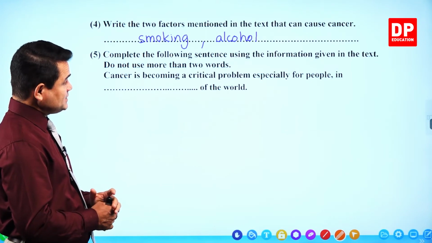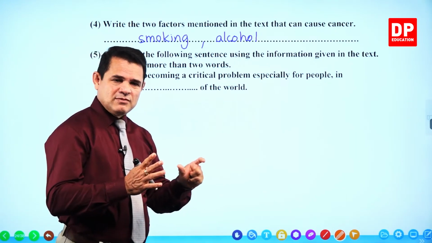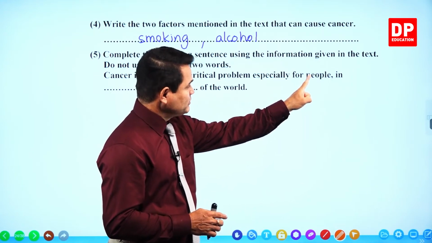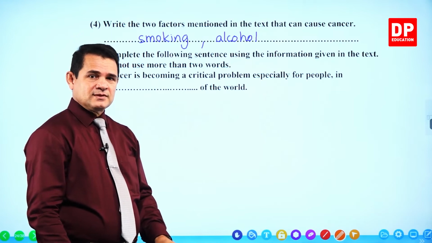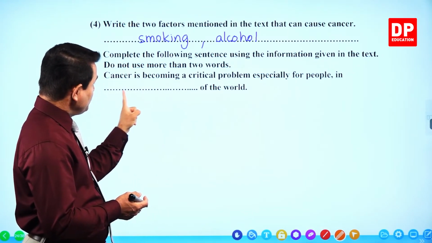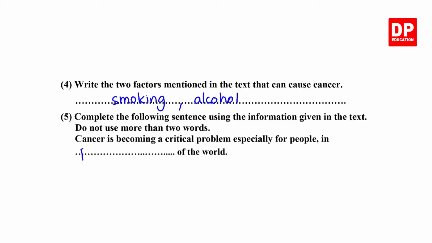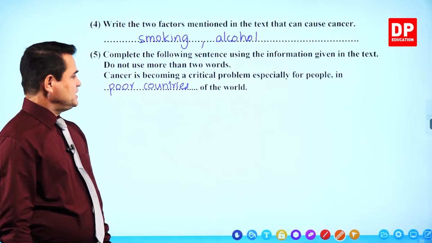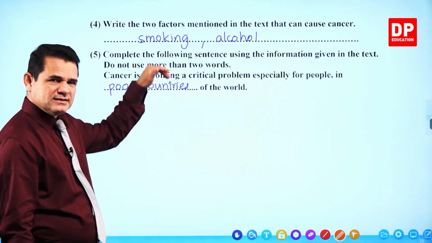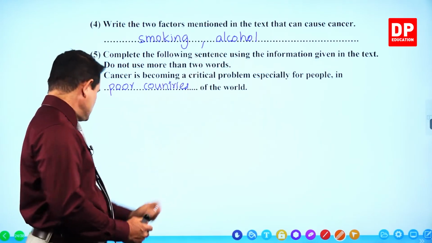Cancer is becoming a critical problem, especially for people in blank of the world. Especially in poor countries of the world, we can say. Especially in poor countries, or poorer countries is also possible. So now you could see this one. This one is directly mentioned in the text. Smoking and alcohol, right? Just have a look at this paragraph.